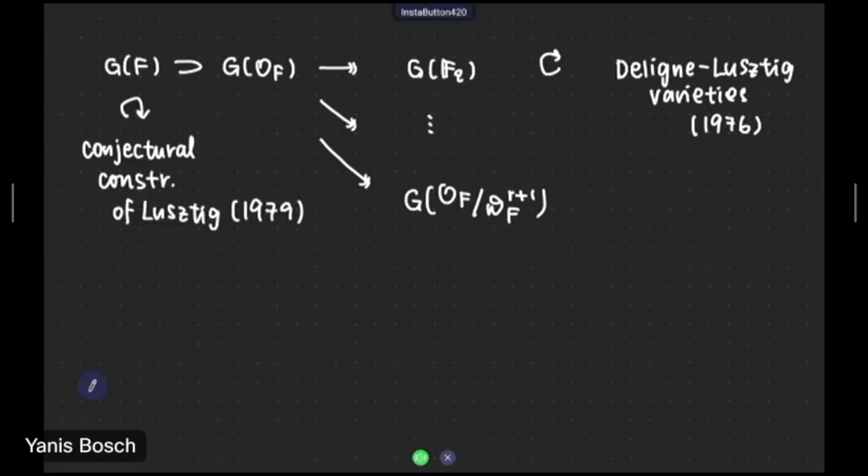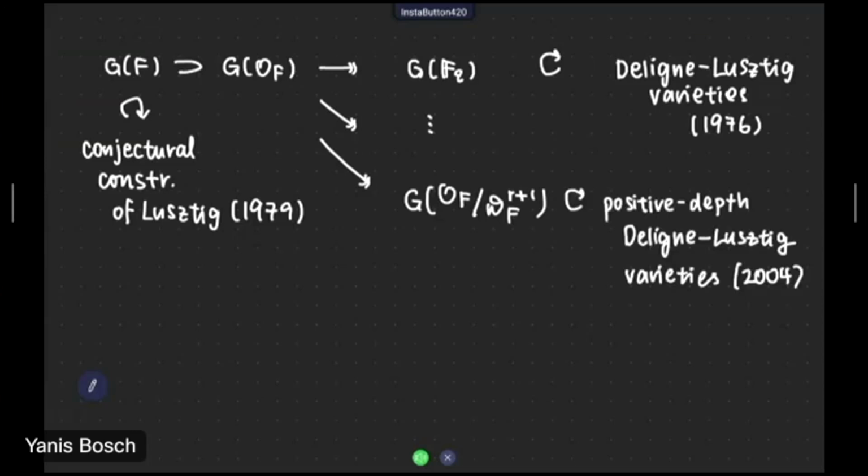So a few years later, in a very short paper, Lusztig conjectured the existence of a p-adic version of this. And so this happens at the level of G of F. And then much later, he returned to this question and wrote down a definition of a positive depth Deligne-Lusztig variety. And positive depth refers to the fact that this R can become bigger than 0. So you'll note that if R is equal to 0, then that just recovers this classical case at the top.